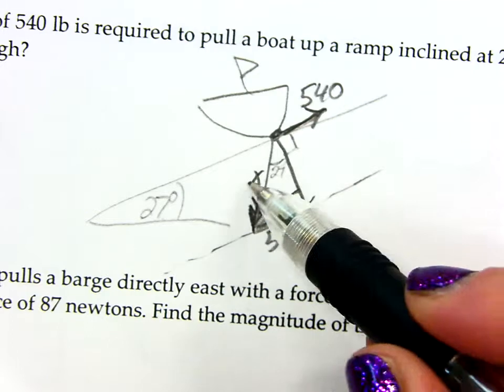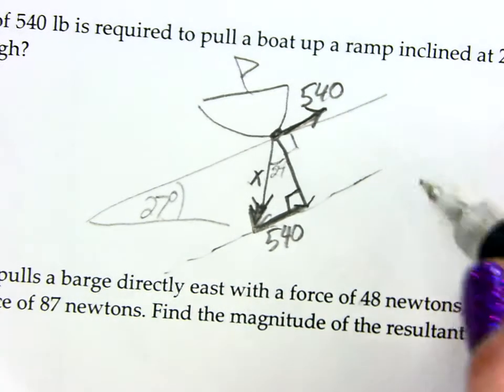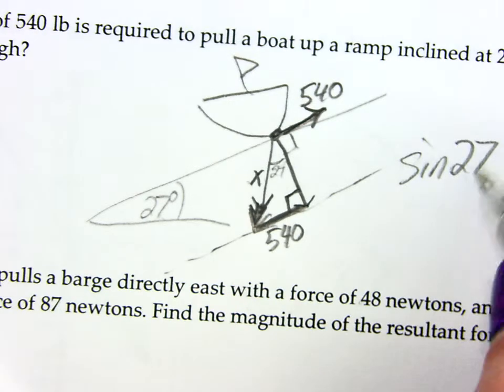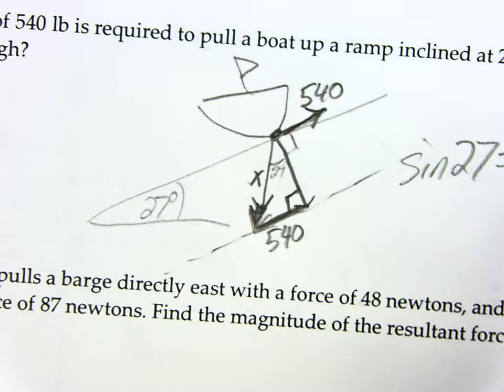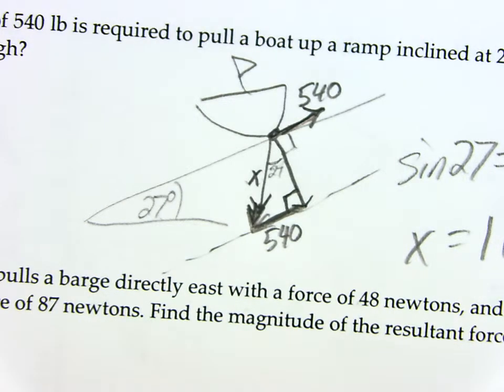But now I have enough to solve for x. Can I just do sine? Sine of 27 equals opposite 540 over hypotenuse x. So 540 divided by the sine of 27 gets me 1,189.5 pounds. So that's the weight of my boat.